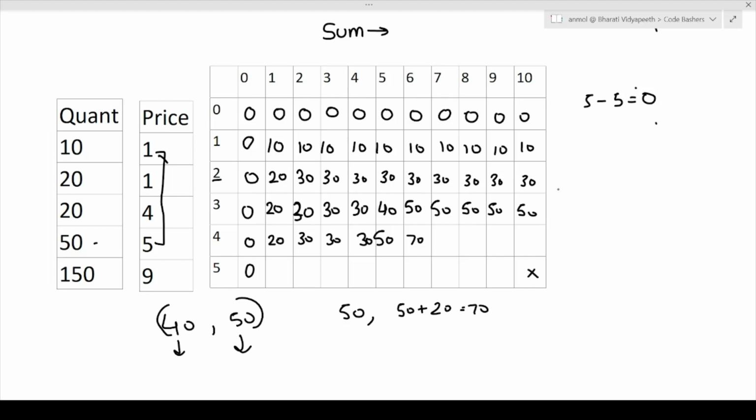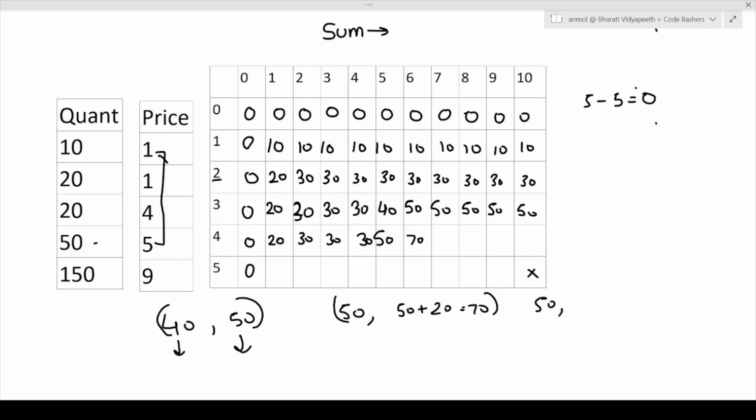We have 7 rupees with us, 4 items we have. First of all, find the maximum value without using the current item, that is without using the 4th item, that is 50. Because we have ignored the 4th item, we only remain with 3 items. So 7 rupees, 3 items, 50 is the answer.